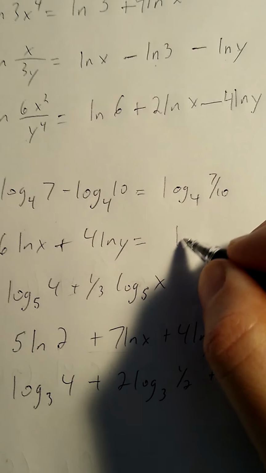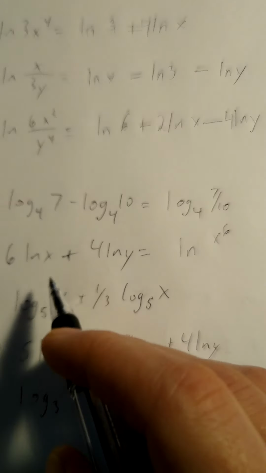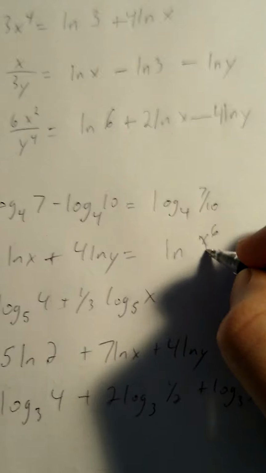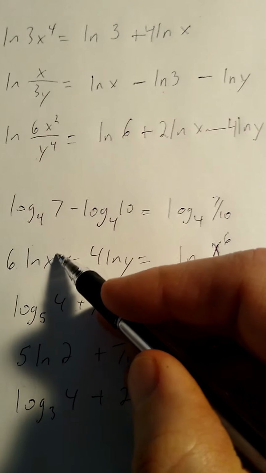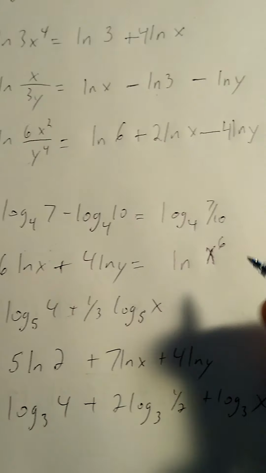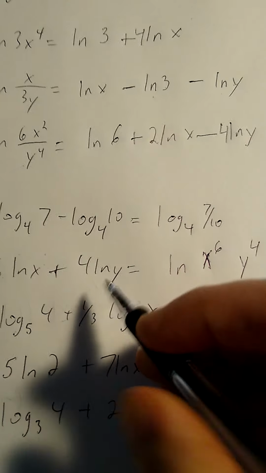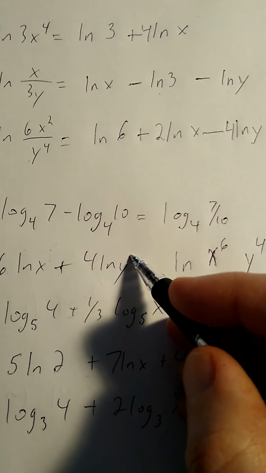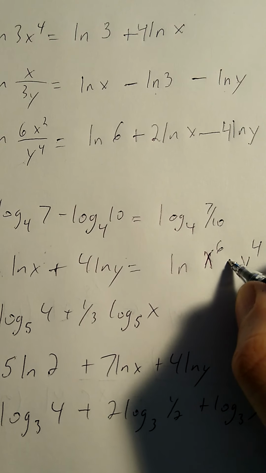And then I have natural log, x to the 6th. So I have this x to the 6th. Again, this is a coefficient that comes up and becomes the exponent. And I have y to the 4th. Again, this coefficient comes up and becomes the exponent. The two logs are being added, so I'm going to multiply them.